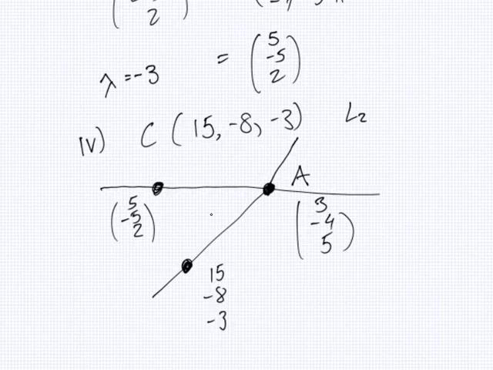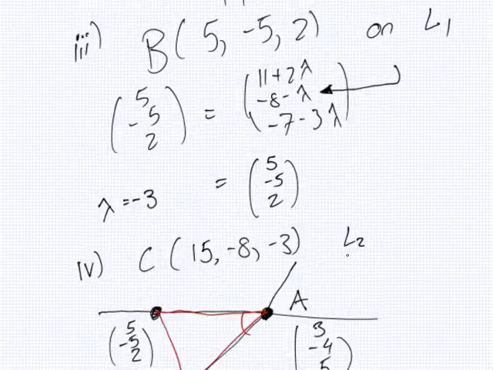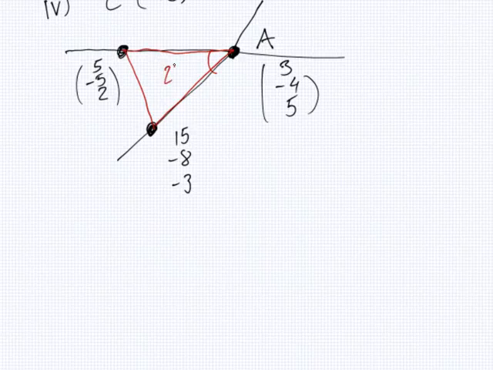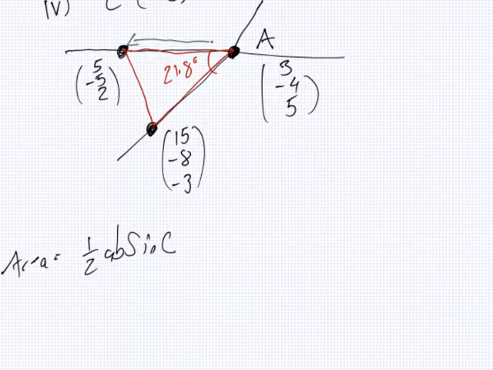They want the area, not the angle. And we know this angle is 21.8 degrees. You can say that the area is a half AB sine C. Now, do we have the angle? We do. What are we missing? This length and this length.